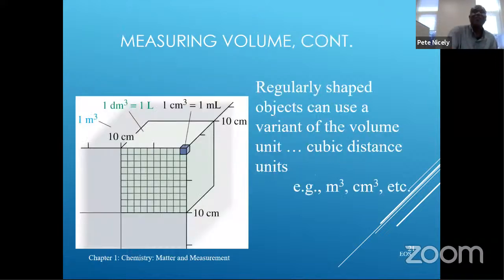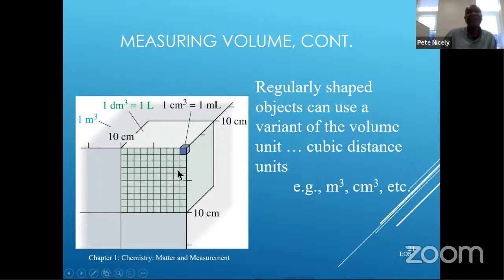Now, there are some other units of volume which are related to the unit of length, all right? And to demonstrate that, we're going to look at this diagram right here. This diagram basically is a cube made up of smaller cubes that are stacked on top of each other and going in different directions so as to form a larger cube. The length of the edge of each small cube is 1 centimeter, so the volume of each of these cubes is 1 centimeter cubed.